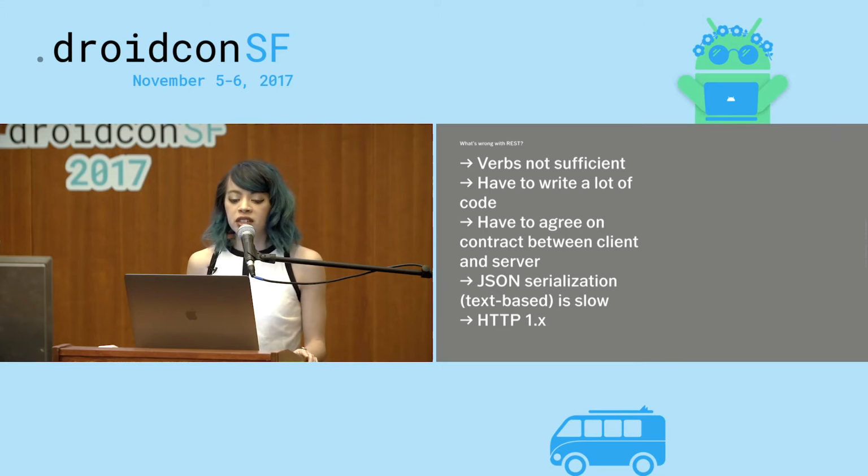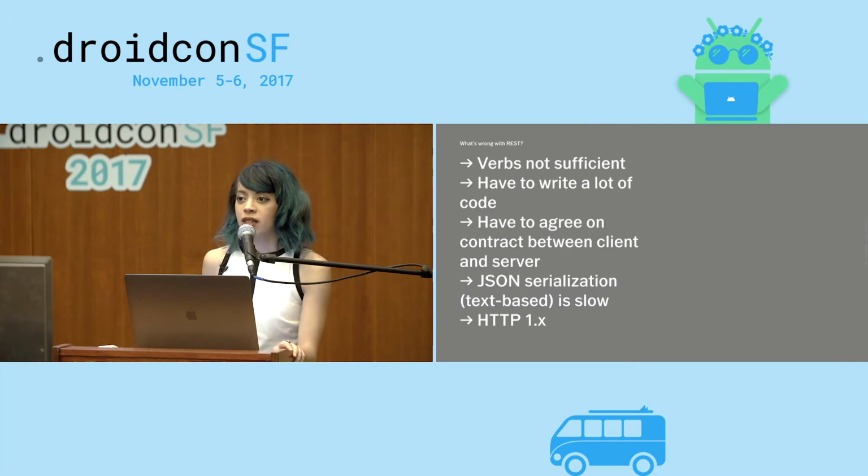Next, JSON serialization is pretty slow. JSON is a text-based format, and especially on Java, serializing and deserializing JSON can be costly. And lastly, depending on how you set up your backend, you might still be using HTTP version 1.x, which is generally less performant than its successor, HTTP 2. If you're using HTTP 2 already, great for you, but a lot of people aren't.